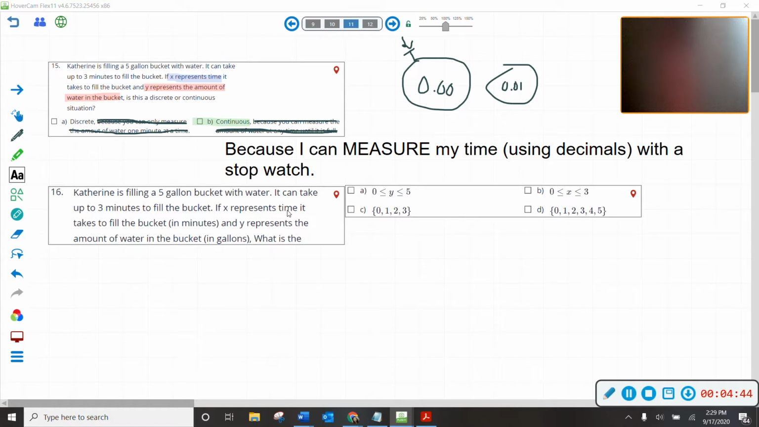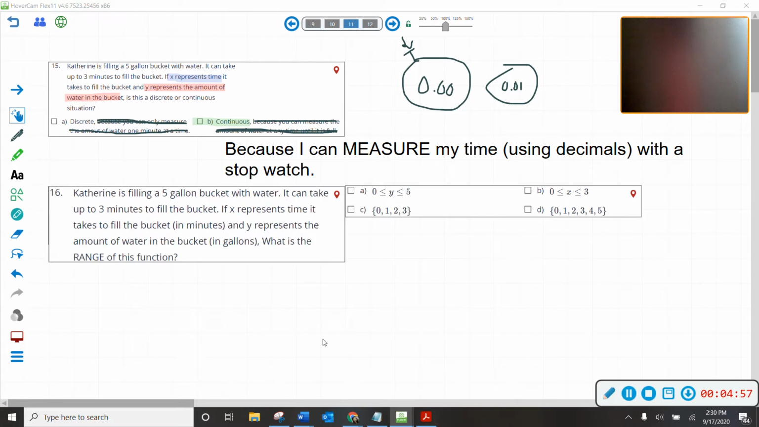So again, we're taking a look here, and I'm going to grab my highlighter. Oh, I'm sorry, I chopped off the question. Let me fix that. There we go. So here it says the same information, that my x is time in minutes, and that my y is representing the amount of water in gallons. And it says, what is the range of this function?